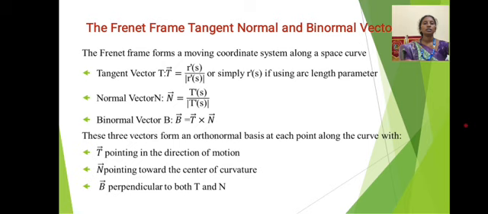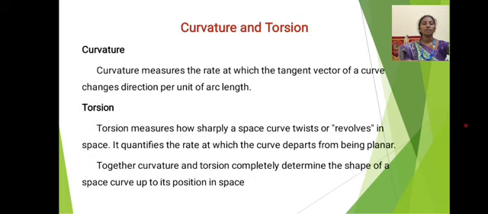Next, the Frenet frame: tangent, normal and binormal vectors. The Frenet frame forms a moving coordinate system along a space curve. The tangent vector t is equal to r'(s) divided by modulus r'(s). The normal vector n is equal to t'(s) divided by modulus t'(s). The binormal vector b is equal to t vector cross n vector. These three vectors form an orthonormal basis at each point along the curve, with t vector pointing in the direction of motion, n vector pointing toward the center of curvature, and b vector perpendicular to both t and n.